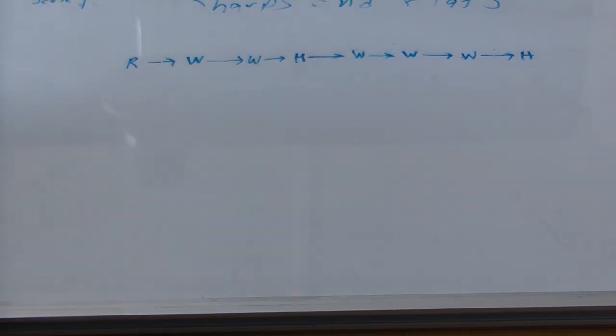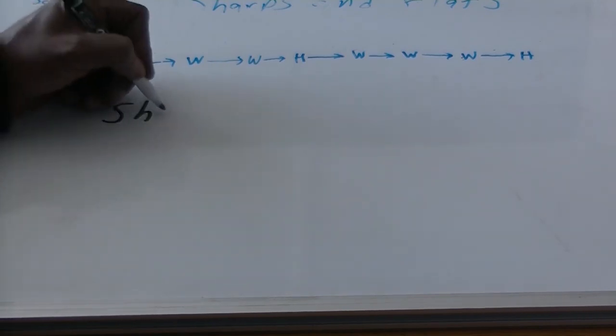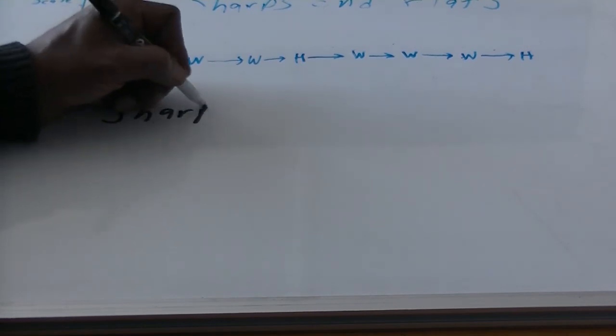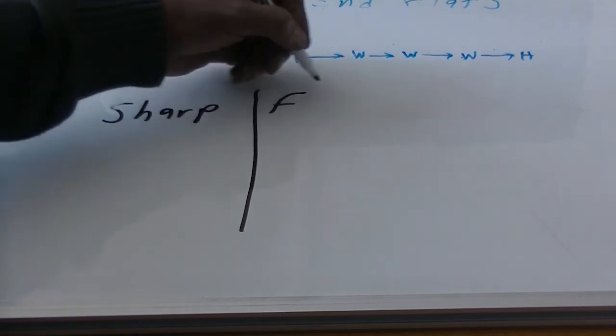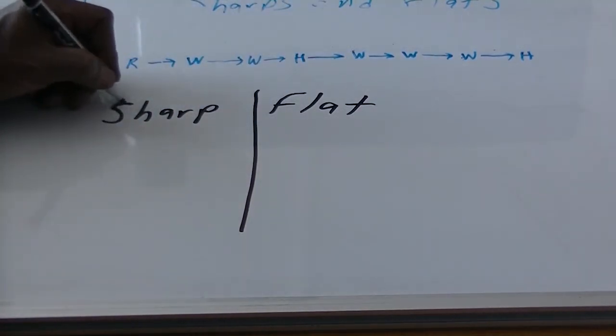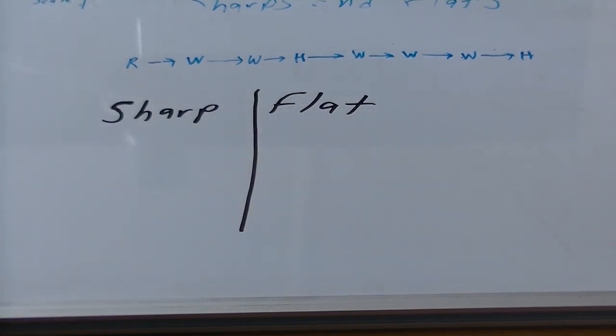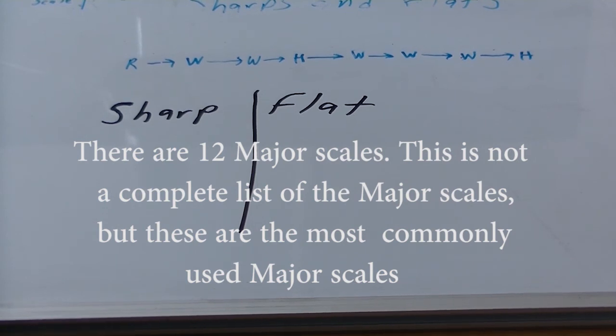So what I'm going to do is down here, I'm going to write sharp. And I'm just going to put a little line here, and I'm going to write flat. So I'm just dividing the major scales up between the scales that have sharps in them and the scales that have flats in them. So these are the scales that I want you to write out, derive, and work with.